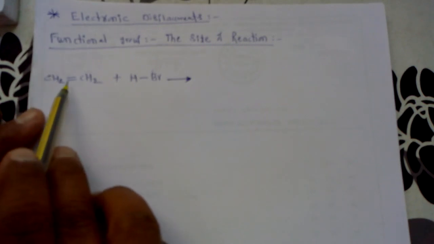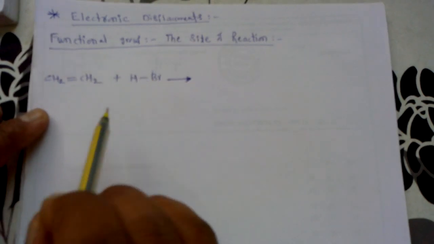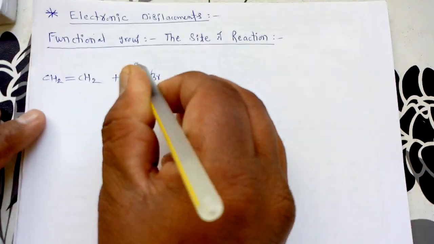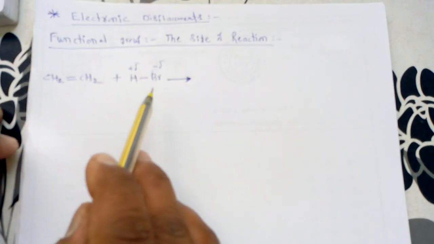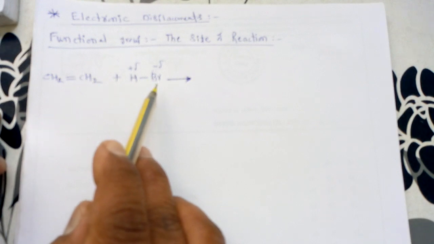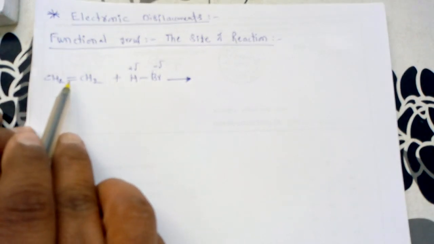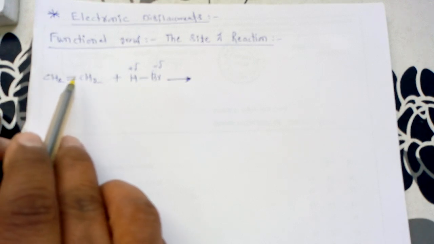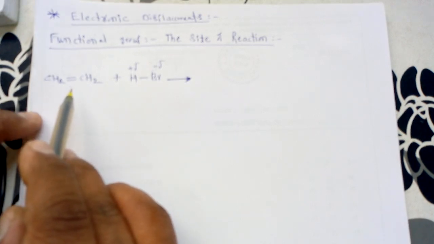Now what happens if I take 1 mole of this ethylene plus 1 mole of hydrogen bromide? In this hydrogen bromide, the partial positive charge is on the hydrogen and the partial negative charge is on the bromine, because there is an electronegativity difference between hydrogen and bromine. After that, this ethylene molecule has pi electrons, or it has one pi bond. We know that this pi bond or pi electrons are loosely bound. It is a weaker bond.